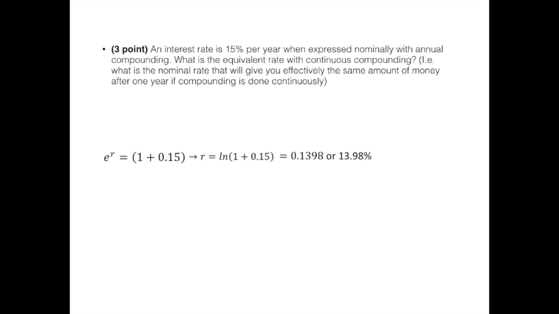It means if you go to a bank, and the bank offers you a nominal annual rate of 15% with annual compounding, you will earn exactly the same amount of money as if the bank offered you, after 1 year, 13.98% with continuous compounding. This is the point.